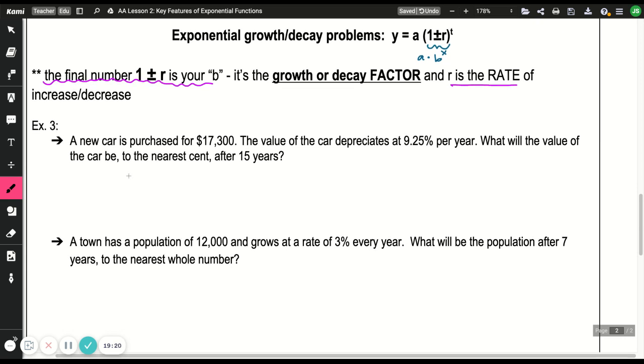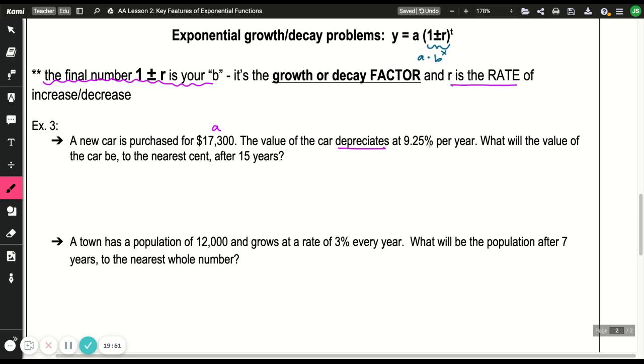Okay, so we're going to practice writing some equations, and then you would plug them into your calculator to evaluate. I'm not going to do that part because I don't want you to sit here on a video while I type in the calculator. So a new car is purchased for $17,300. That is your a. That's your initial value. The value of the car depreciates. That means we're going to subtract from 1 at a rate of 9.25%.